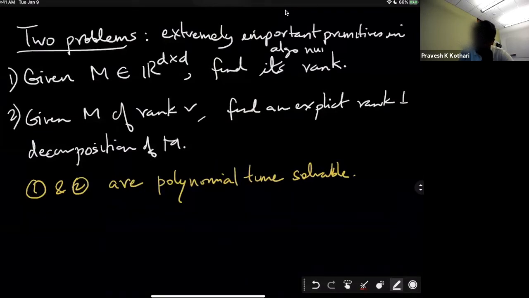Algorithmic, numerical, whatever, linear algebra. Let's say that. Very good. Okay, very good.